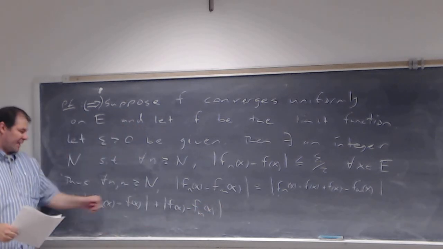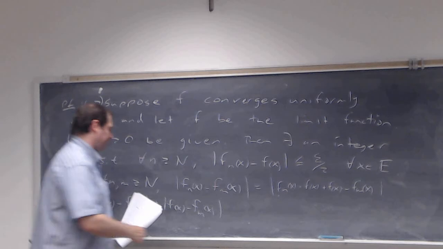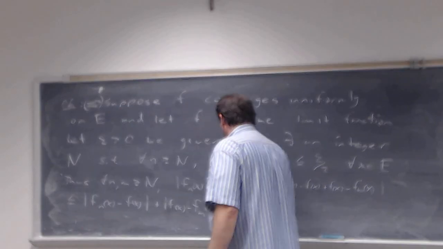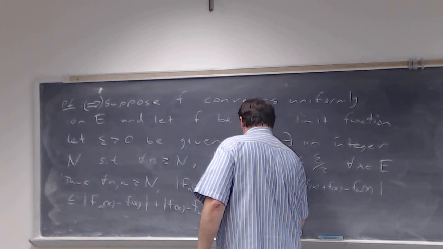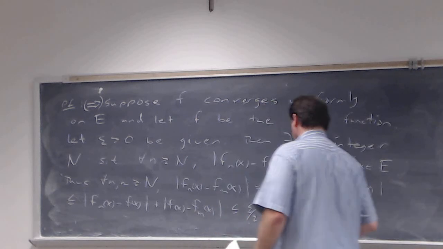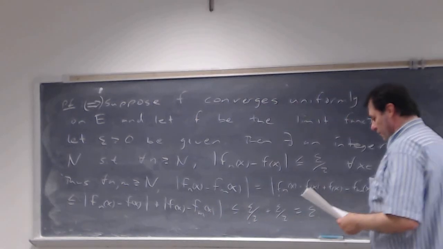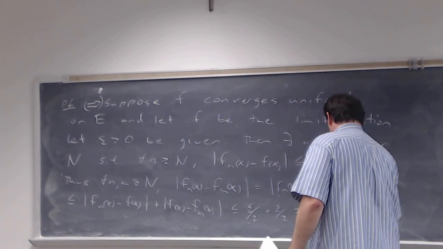But since n is bigger than big N, and m is bigger than big N, each one of these quantities is less than or equal to epsilon over 2, plus epsilon over 2, which equals epsilon. And that's the frontward direction, and that's true for every x element of E.